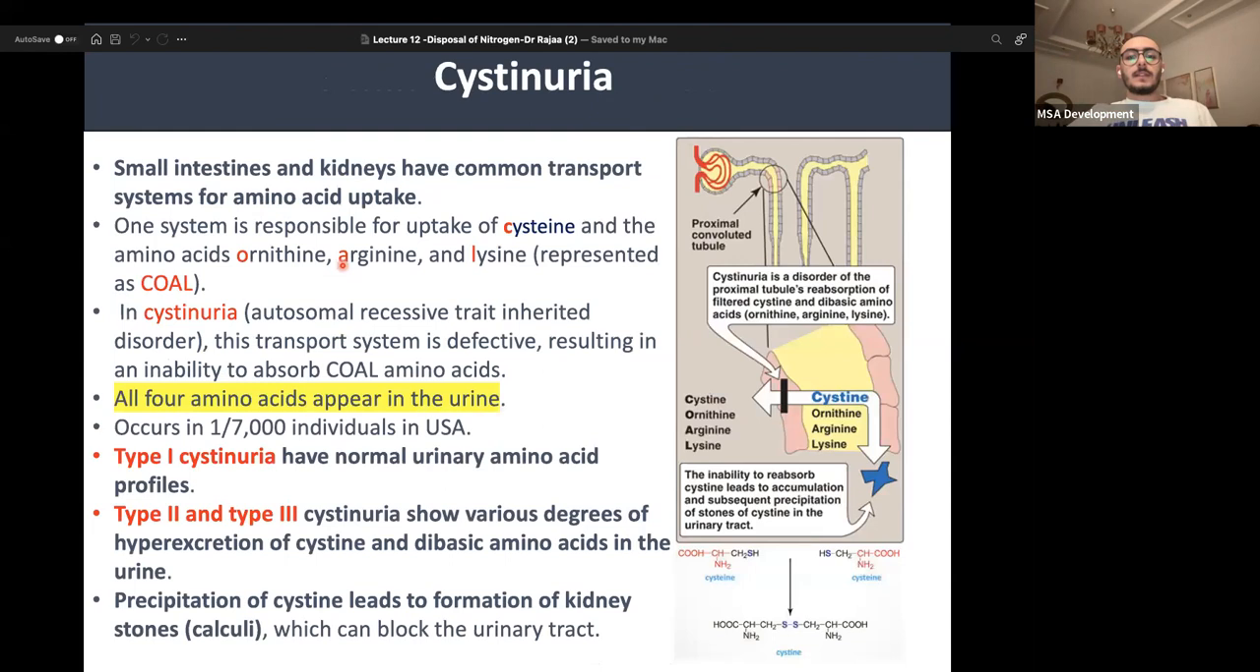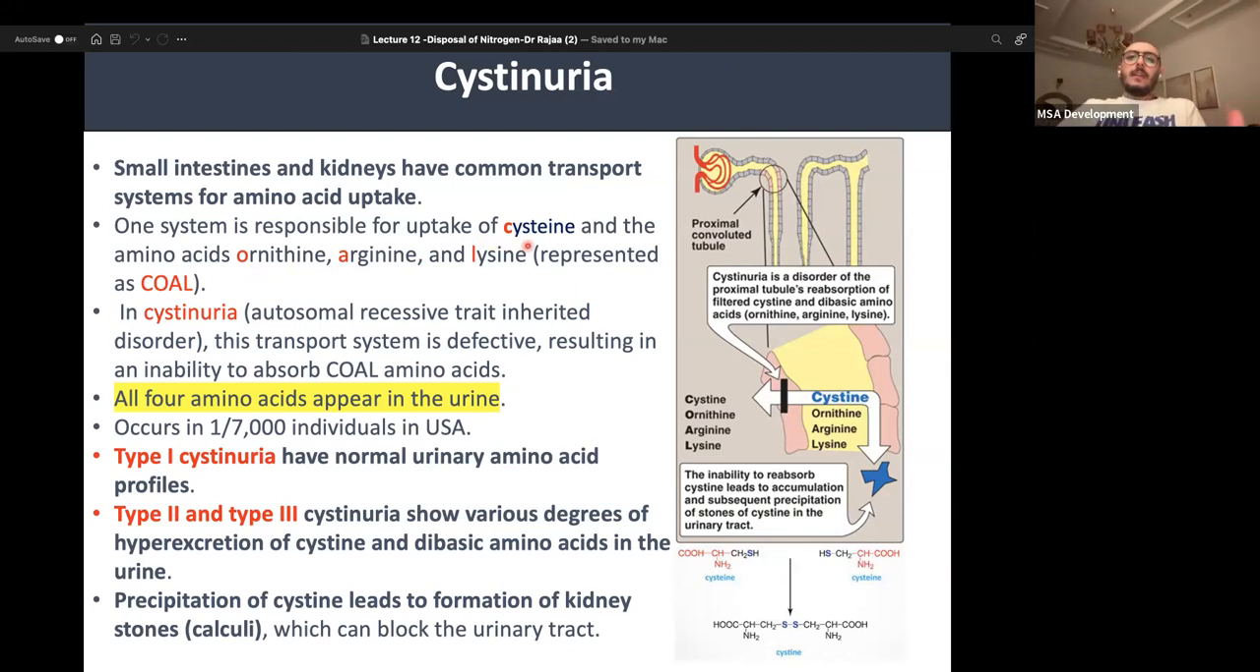Yes, here it is. We have cystinuria, for example. Cystinuria is basically a problem or something wrong with the transporter that transports those amino acids, which are cysteine, ornithine, arginine, and lysine. There is a mnemonic which is COL. So what is cystinuria? Cystinuria is when the transport system that transports COL amino acids is defective. So you will have an inability in absorbing COL amino acids as written here. COL amino acids again are ornithine, arginine, lysine, and cysteine.